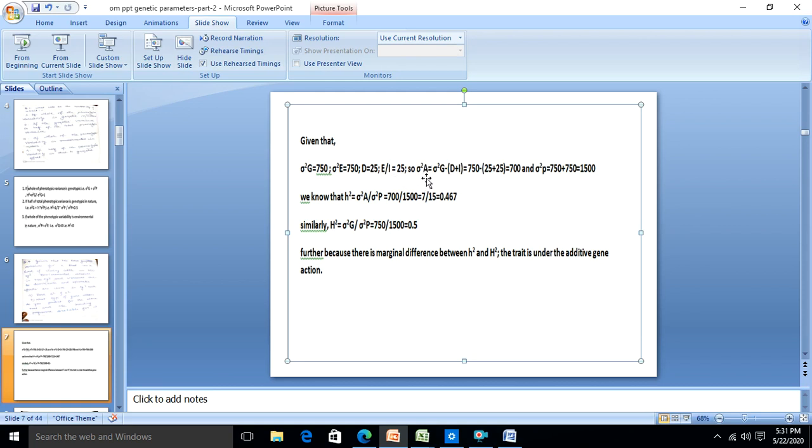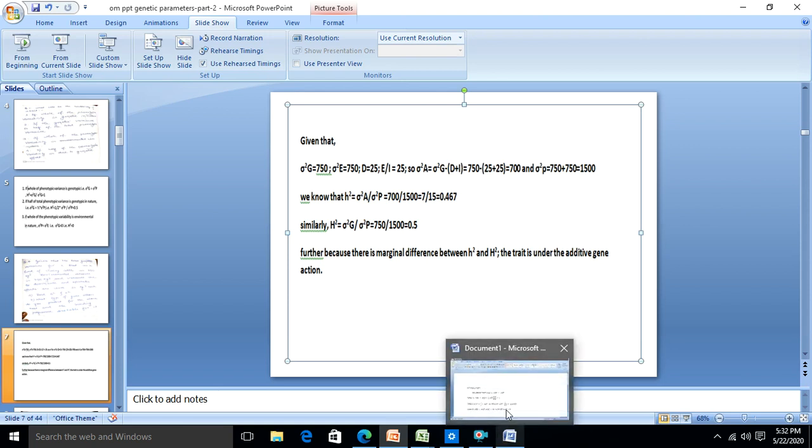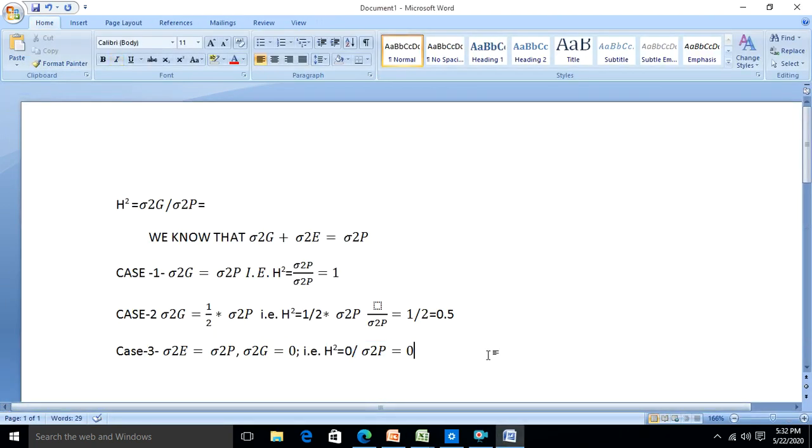And we know that sigma square p was equal to sigma square g plus sigma square e. Again, trying to explain it a bit, I request you all, before taking up this lecture of mine, please do see the previous lecture, where I have discussed this.